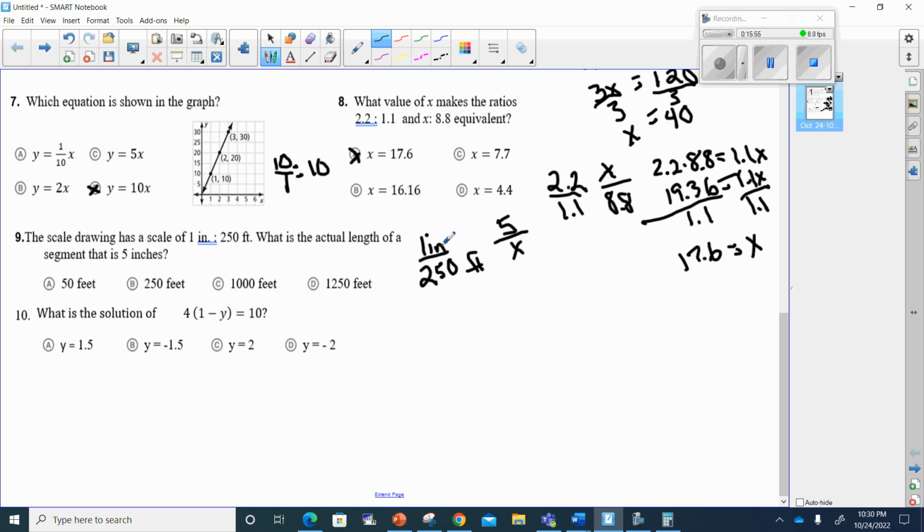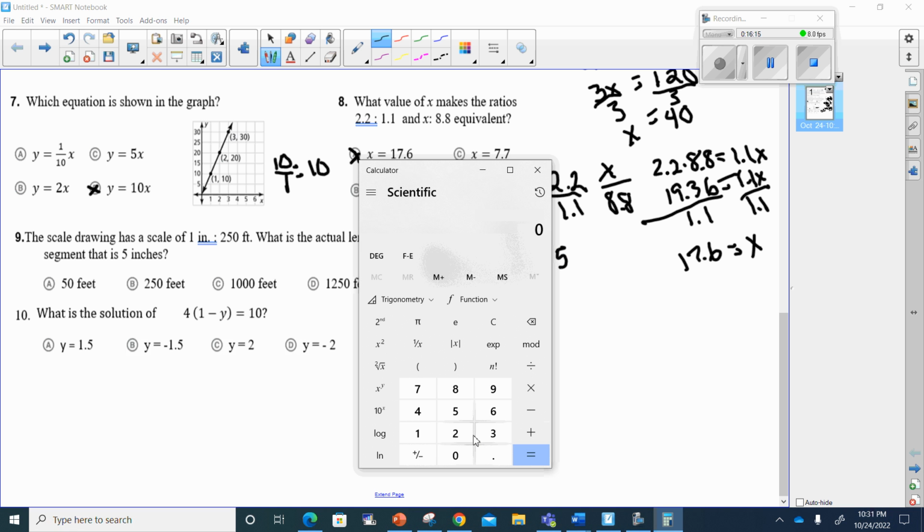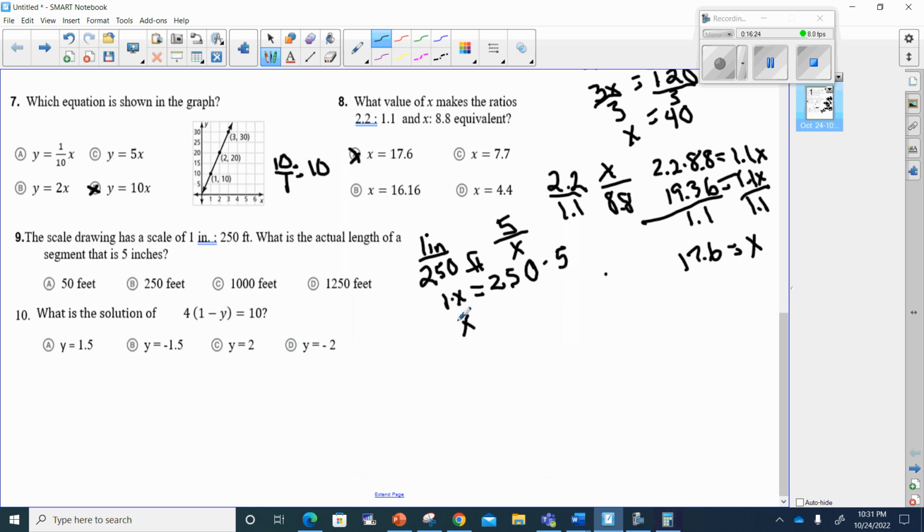Well, I see that 1 times x is going to be equal to 250 times 5. When I take 250 and multiply it by 5, I get 1,250. So x is equal to, because 1 times x is x, 1,250. And that is going to be D.